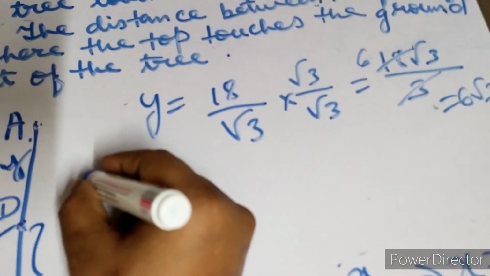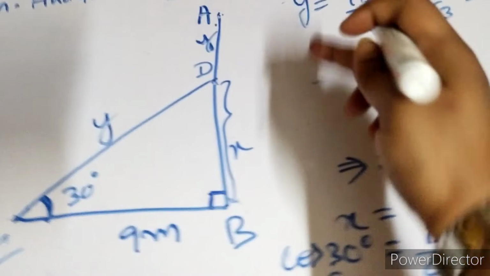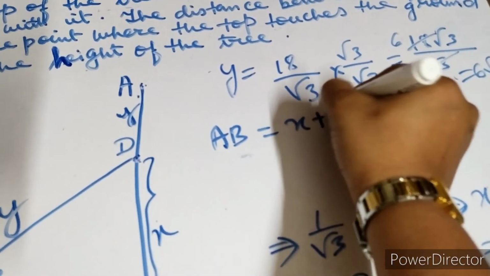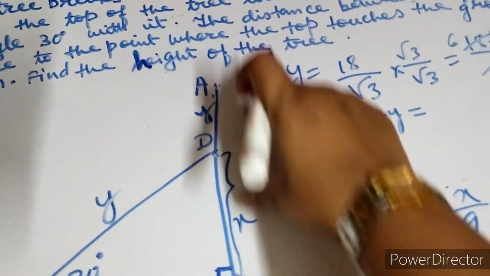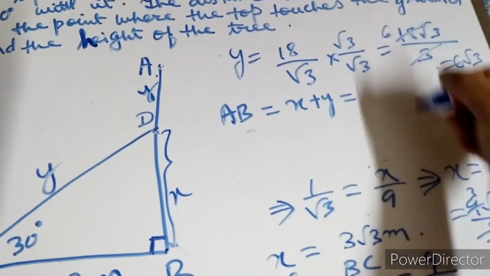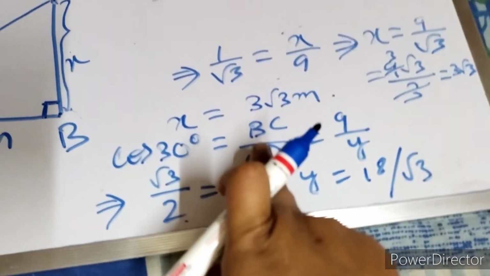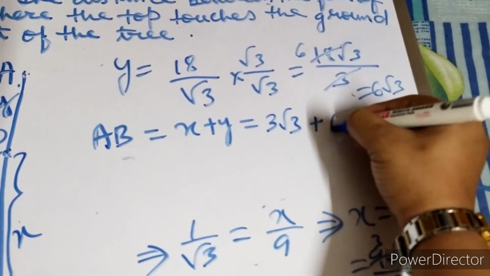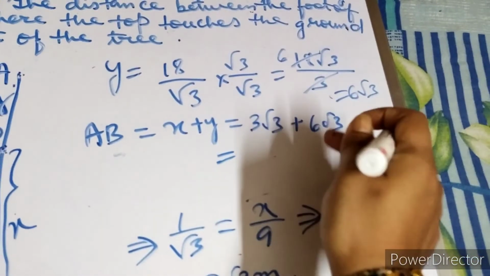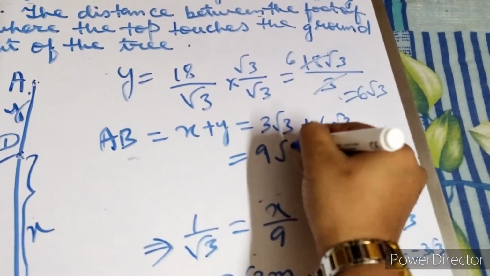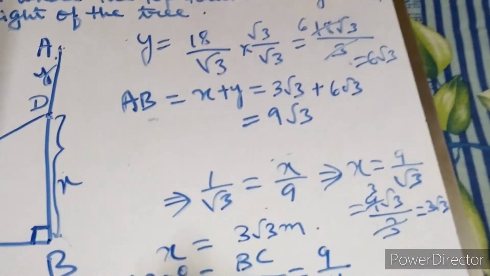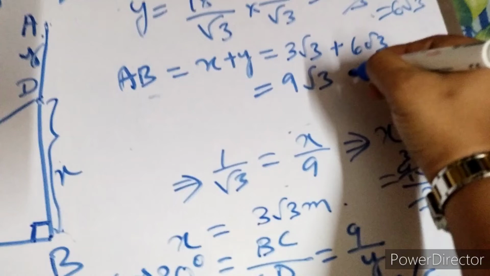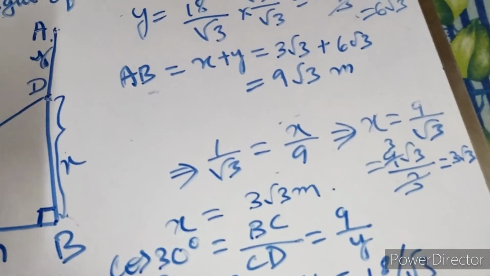Now, what is the height of the tree? Height of the tree, see here it is AB. So AB equals X plus Y, right? So X was how much? X was 3 root 3 plus Y, 6 root 3. So 6, 7, 8, 9 root 3. So it is coming as 9 root 3. The total height of the tree is 9 root 3 meters.